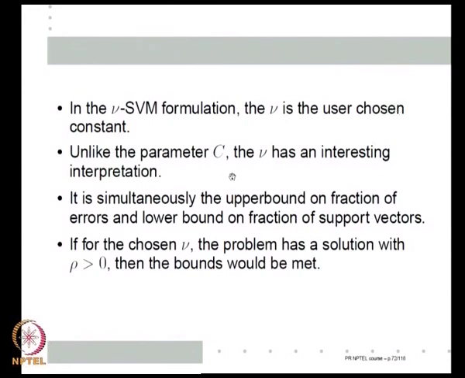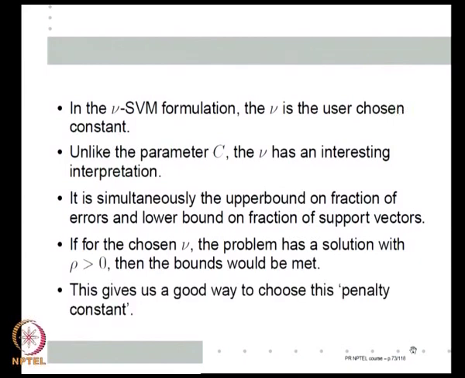So, what it means is, if for the chosen nu, the problem has a solution with rho greater than 0. Of course, if I choose an unattainable nu, I cannot get a solution. But what do you mean by I cannot get a solution? It always has a feasible point, so I will get a solution, but the solution will be trivial. I will get rho equal to 0. But if I get a solution with rho greater than 0, then the bounds would be met.